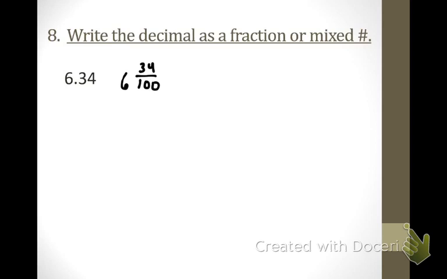What number can go into a 34 that can also go into a 100? 2. A 2. So you need to make sure that you go ahead and divide by 2 on top and bottom. When you do this, what is your answer? 17 over 50. Okay, not just 17 over 50, 6 and 17 fiftieths, okay? So then just go back through, relook at your instructions. It says to write the decimal as a fraction or a mixed number. Is this one a fraction or is it a mixed number? Mixed. It's a mixed number, okay? So that's how you do a problem like that.